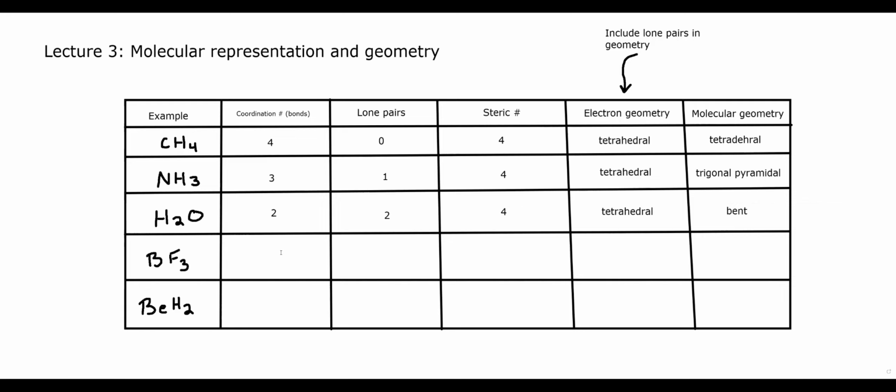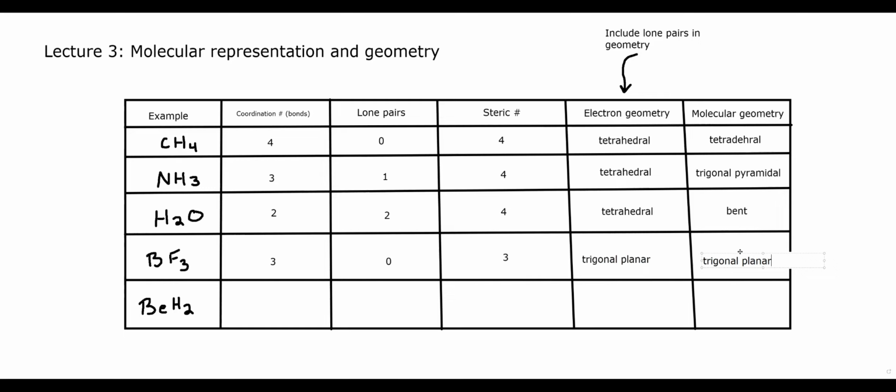The next one we looked at was BF3. We have 3 bonds. We have 0 lone pairs, giving us a steric number of 3. So this is the first one we see with a different steric number than 4. So if we consider the electron geometry, this would be trigonal planar, which is the same as the molecular geometry.